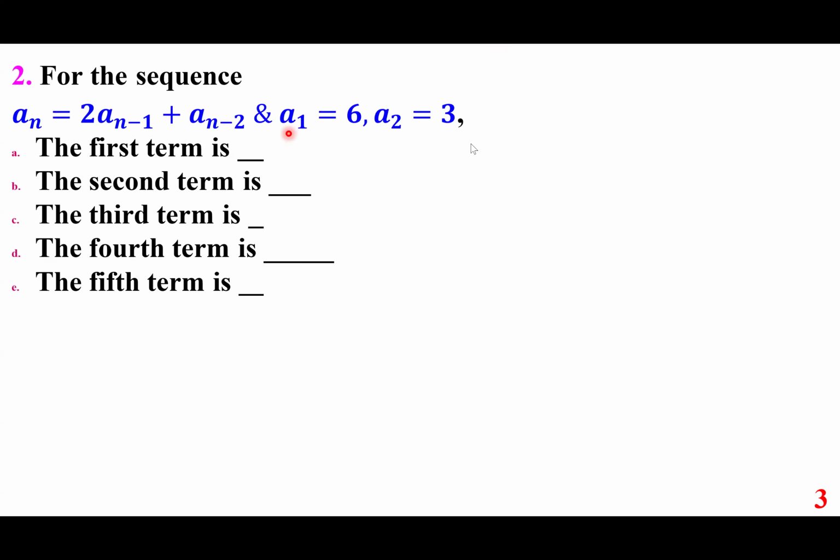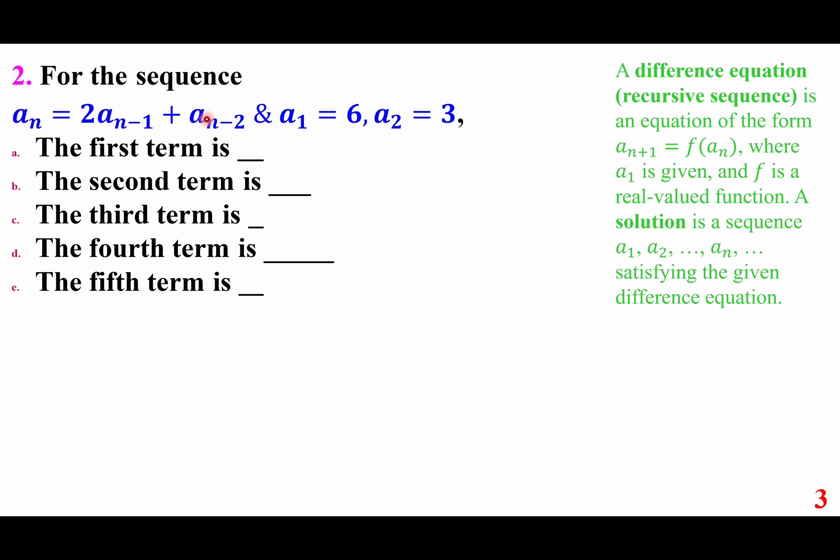For this sequence, a sub n is 2 times a sub n minus 1 plus a sub n minus 2. A sub 1 equals 6, a sub 2 equals 3. The first term is given as 6, and the second term is 3. So in essence, we are working on parts C, D, and E. The first two are given. So what is the meaning of this? If you want a term, multiply the one before that by 2, and then add the one before that.